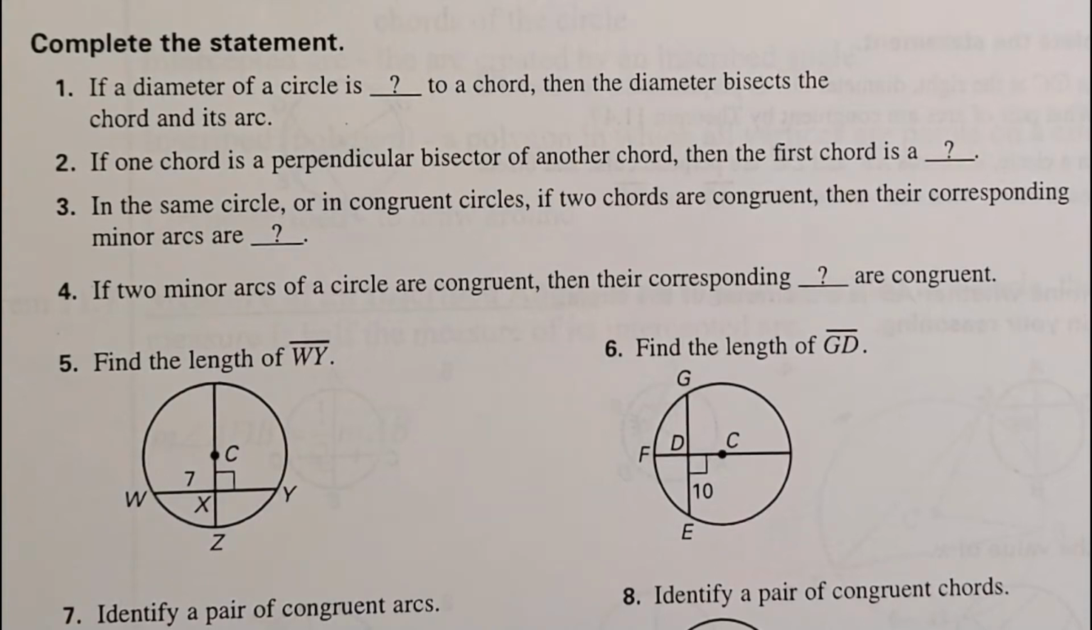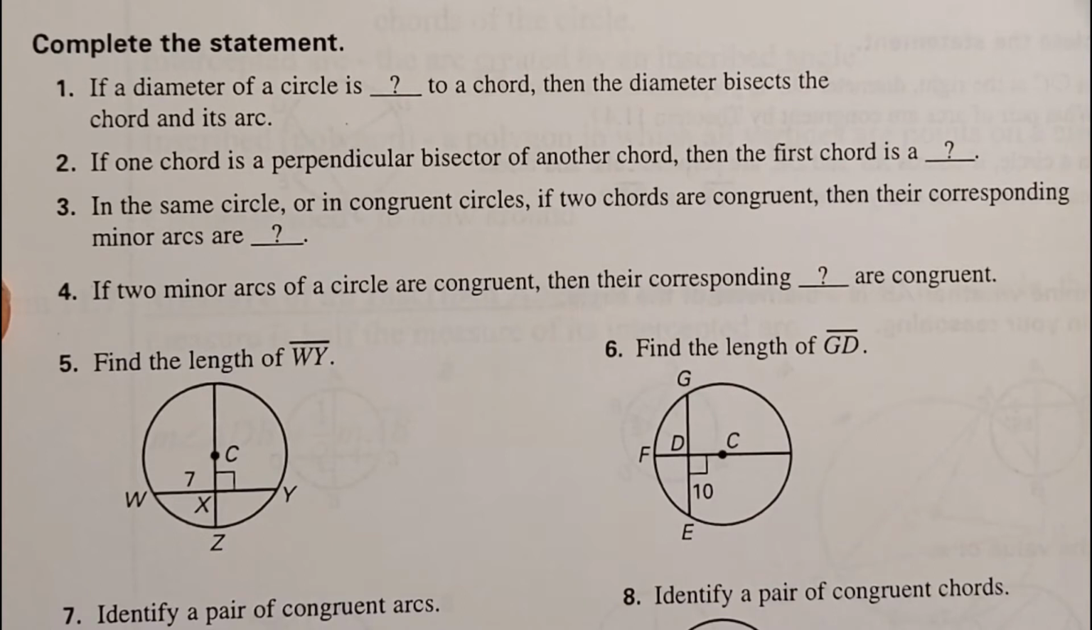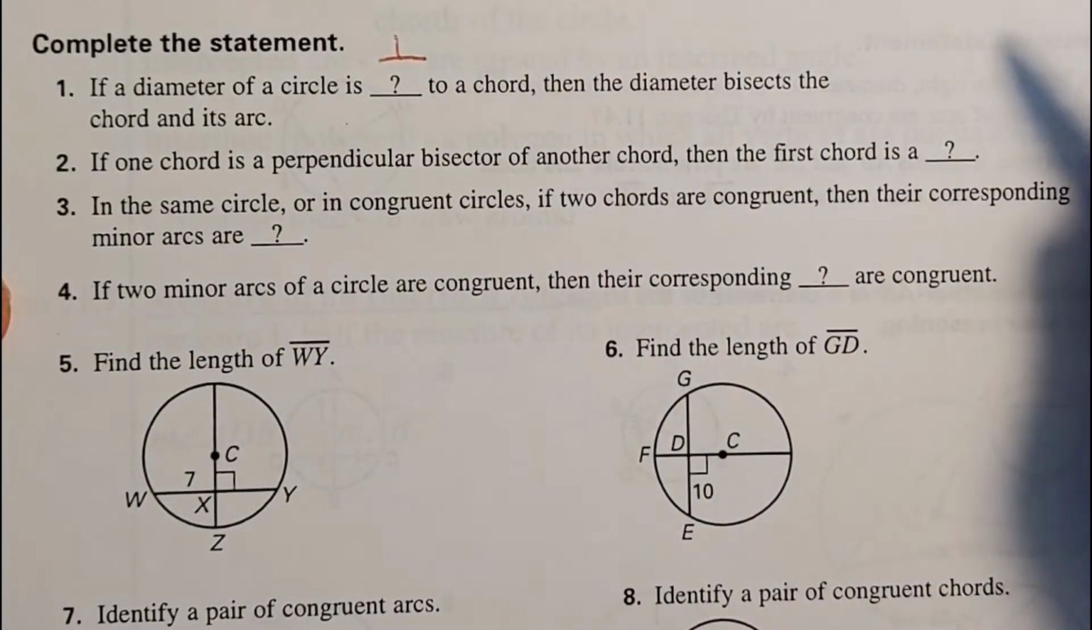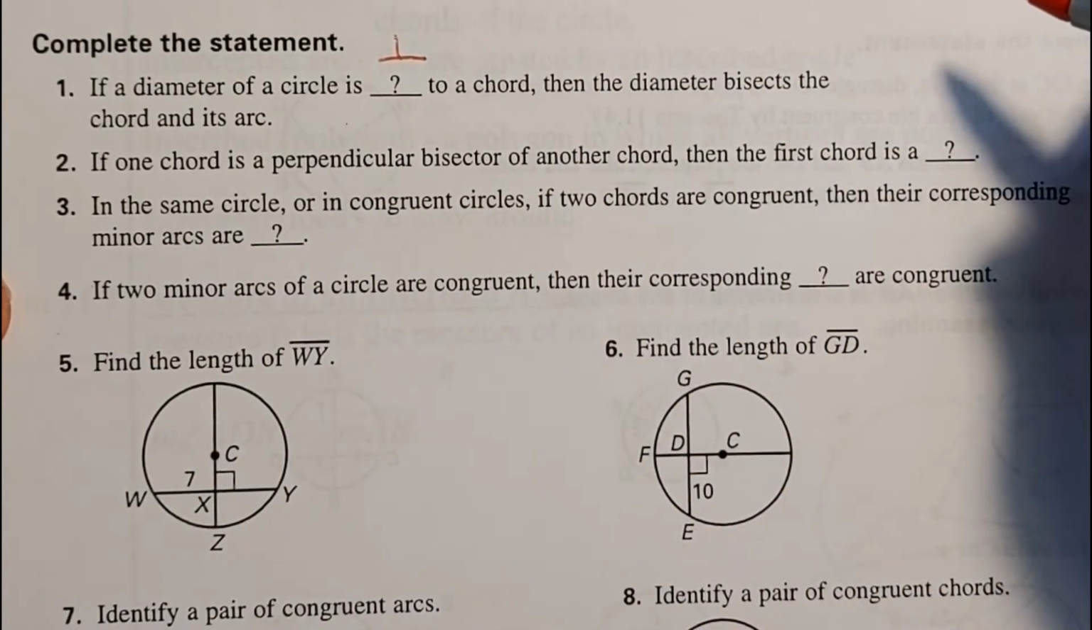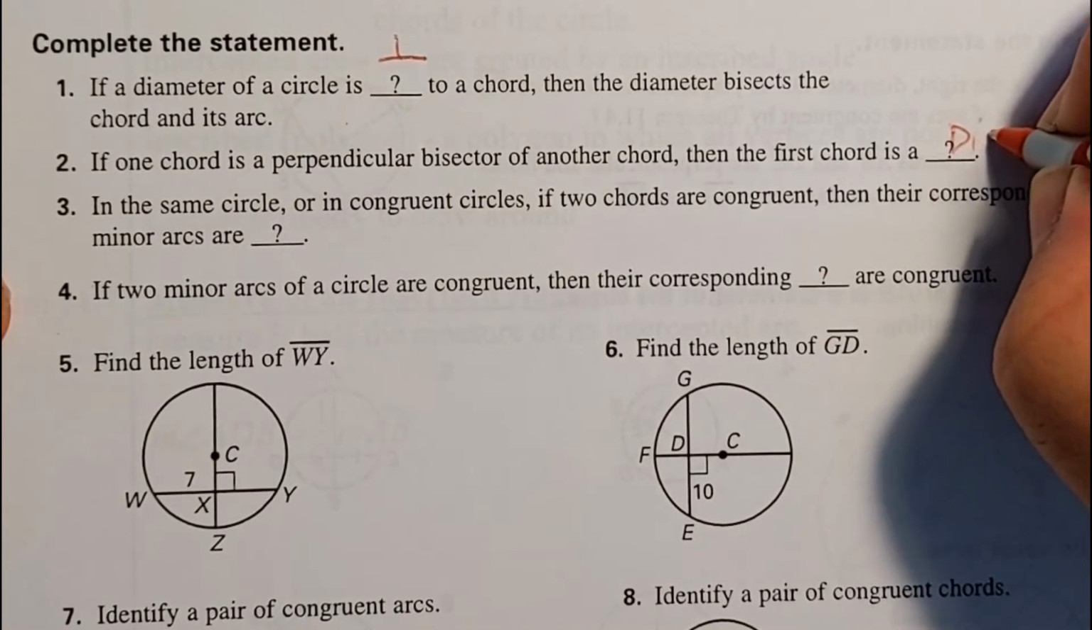So here's assignment 11.4. First one, if a diameter of a circle is perpendicular to a chord, then the diameter bisects the chord and its arc. It's going to be perpendicular to a chord. Number two, if one chord is a perpendicular bisector of another chord, then the first chord is a diameter.